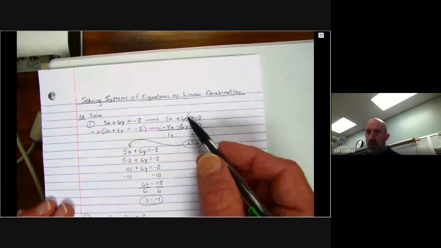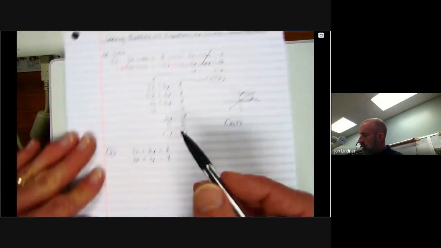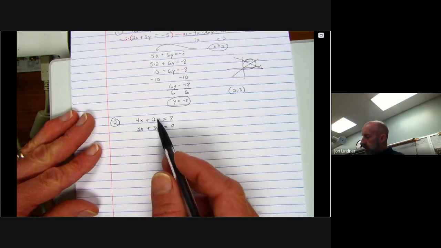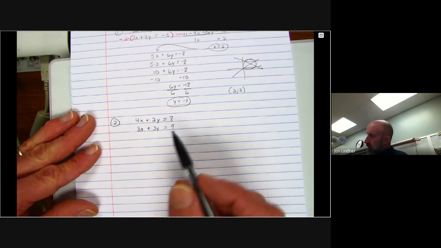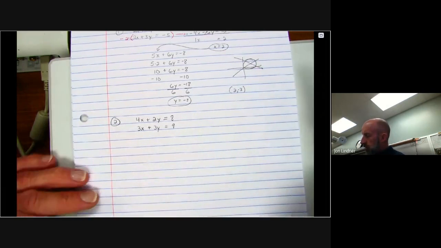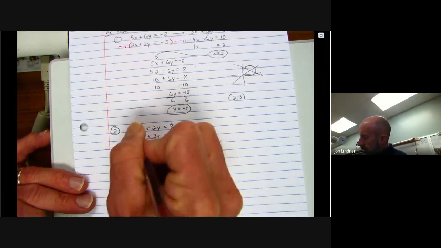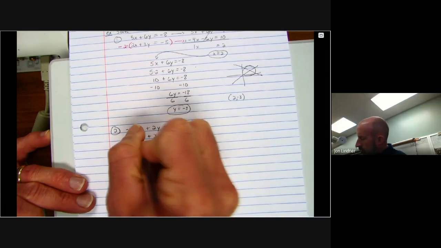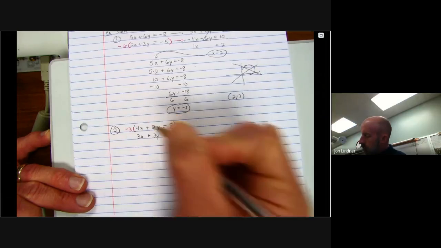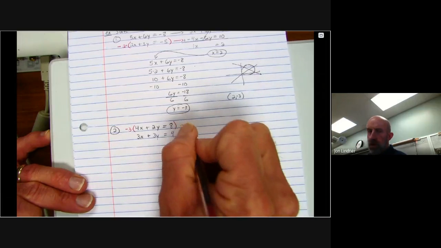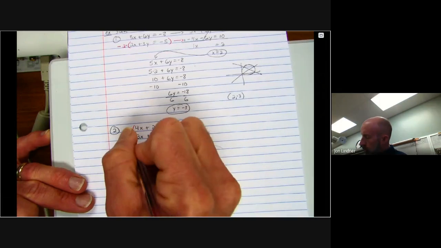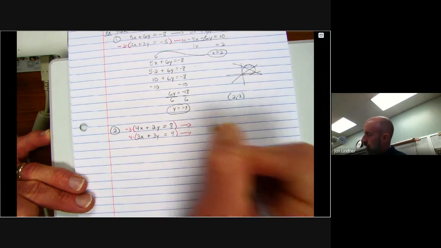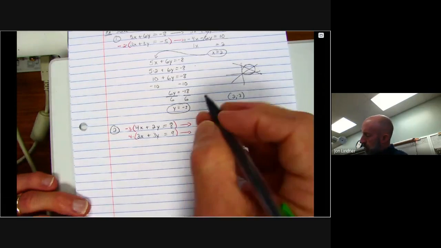You know, up here we had a +6 and a -6. So here I've got a 4 and a 3 to choose from, and I've got a 2 and a 3 to choose from. How about we get rid of the x? So if I'm going to get rid of the x, I need to multiply one of these by a negative number. So I'll multiply the top one by -3, and I'll multiply the bottom one by +4. That way I get opposites.